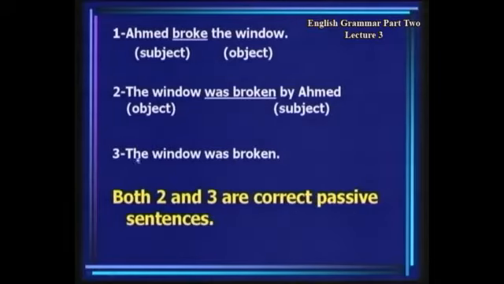Now, the window here is the object, but we start with the window. The window becomes the subject in this sentence. All right? Now, by Ahmed, Ahmed is not a subject. Ahmed is the real subject, but in the sentence, grammatically speaking, it becomes the object. We can say the window was broken by Ahmed, and we can say the window was broken. Now, both sentences 2 and 3 are correct passive sentences.